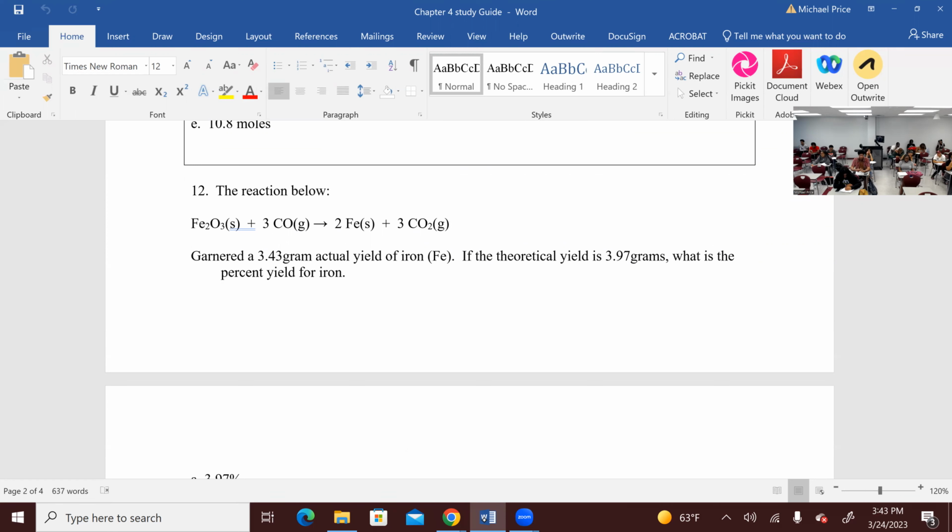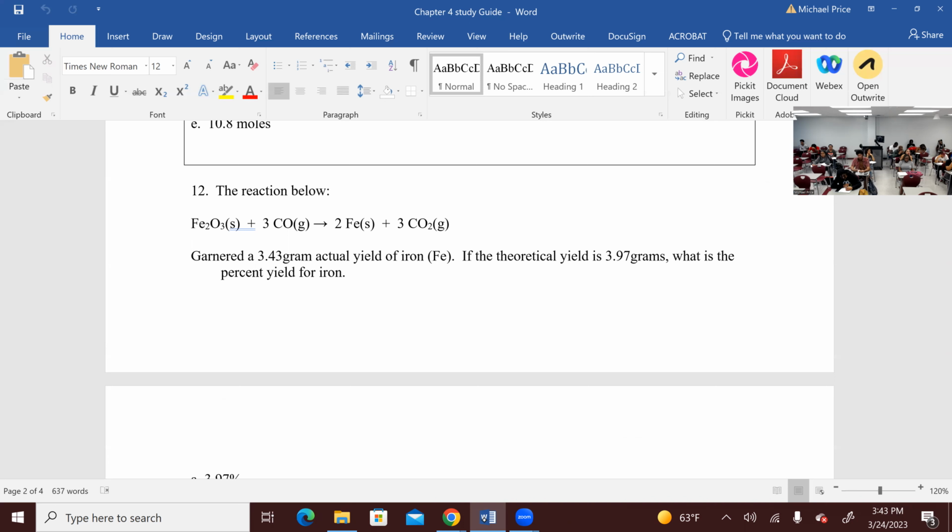Okay, I guess I'll never be a metallurgist, but this reaction garnered 3.43 grams of actual yield of iron. The theoretical yield, had they done the full stoichiometry, should have been 3.97 grams of iron, but they only got 3.43 grams. So they want to know what the percent yield is.